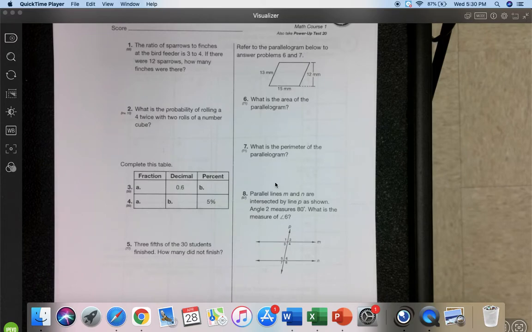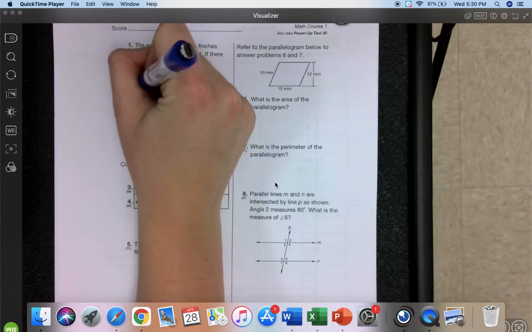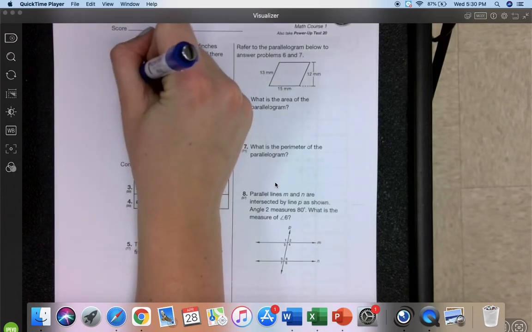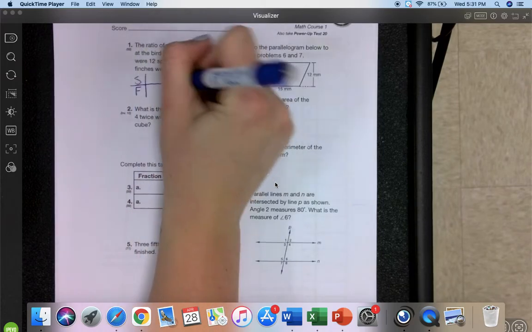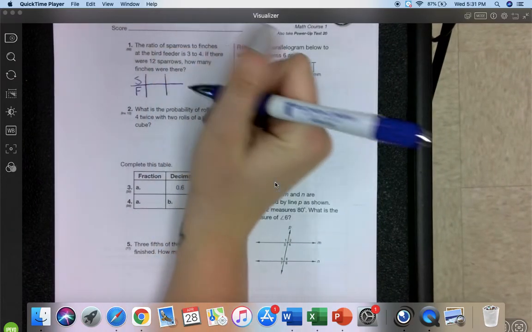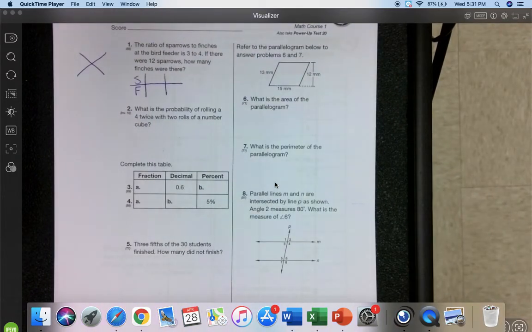Looking at number one, it says the ratio of sparrows to finches at the bird feeder is 3 to 4. If there were 12 sparrows, how many finches were there? So make sure you're setting it up: sparrows to finches, and then set it up that way, knowing that it gives you the ratio and then the total, and then make sure you cross multiply to find how many finches there were.